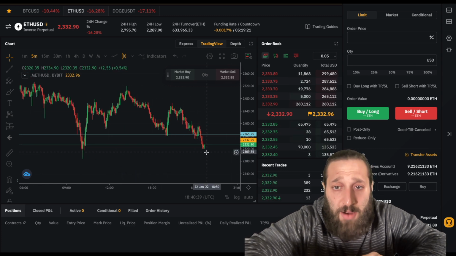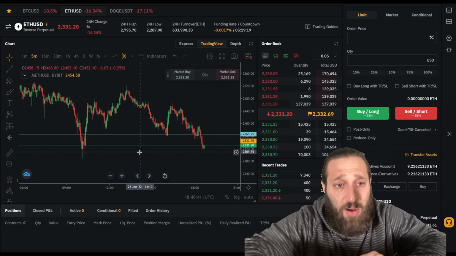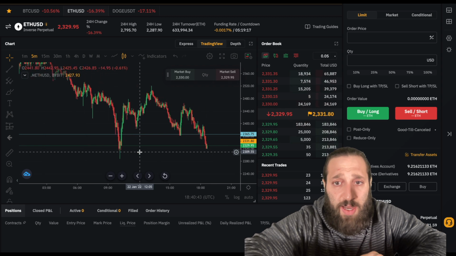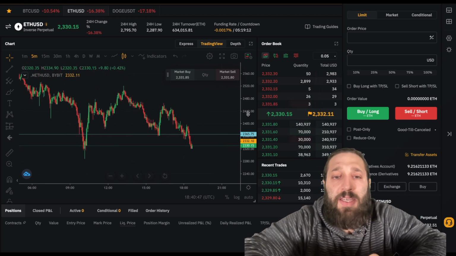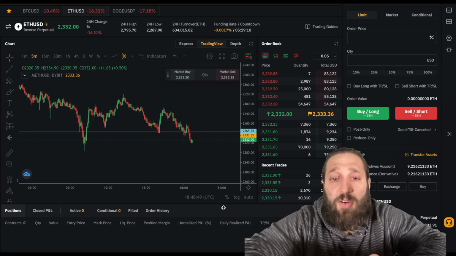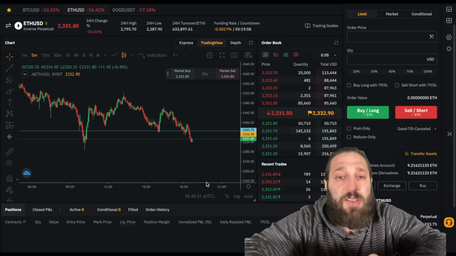This looks like it bounced right here, so I might take a long, honestly. This is like the range low, and Ethereum and the whole crypto market's just been dumping. So I might be taking a long live with you guys during this tutorial. It just looks too juicy here.